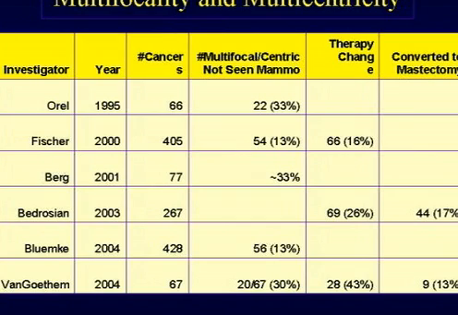And this is the data that I was talking about earlier. Multiple studies show that in about 1/3 of the cases, we're seeing multifocal or multicentric disease. The last 2 columns, I think, are more important. About 25% of the time, there's a change in therapy. Patients end up getting chemotherapy up front instead of having surgery right away. And in about 15% of the population, they're actually converted from a lumpectomy to a mastectomy.